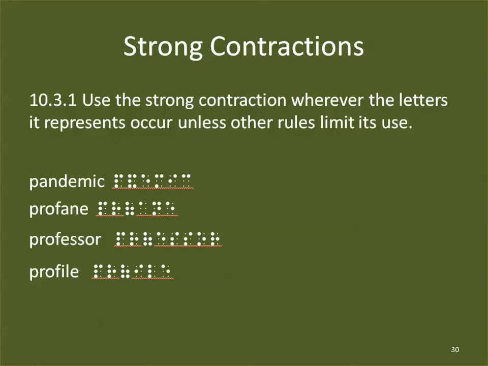Slide 30. Use the strong contraction wherever the letters it represents occur unless other rules limit its use. The UEB rulebook, unfortunately, is very fond of this phrase, unless other rules limit its use. That means you have to know all the other rules before you can know if you can use these contractions or not. Not to worry, I'm going to tell you about those rules in just a bit. But we use the strong contractions in words where we didn't before, such as pandemic, or profane, or professor, or profile.